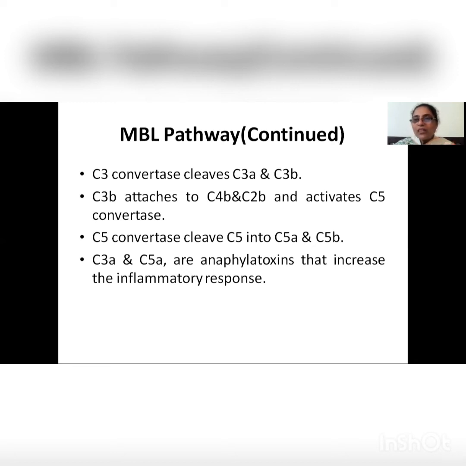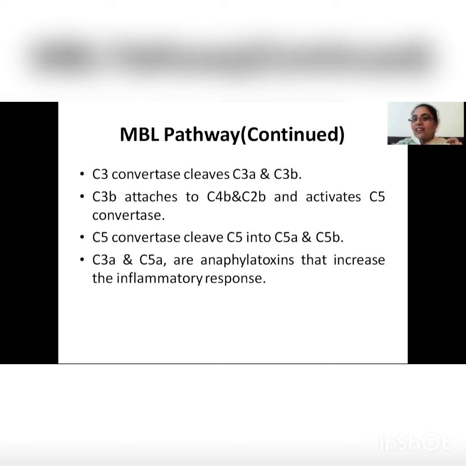The complement system is a part of the immune system where innate immunity and adaptive immunity can talk to each other through this complement pathway. Once C3 convertase is formed, this C3 convertase will cleave C3 into C3A and C3B. Again, the C3B will attach to C4B and C2B, which were present before on the pathogen, bound to the pathogen.